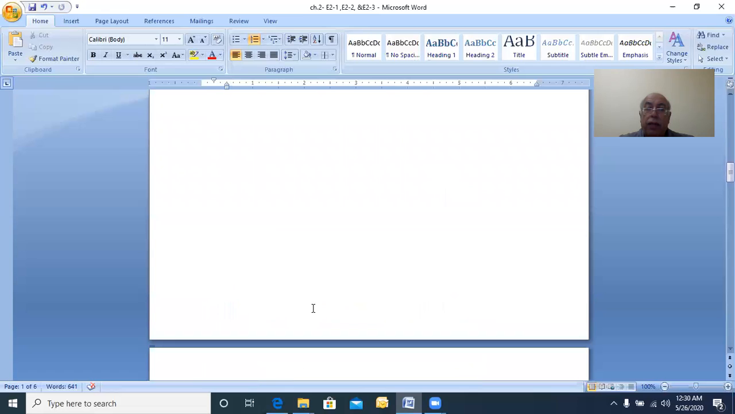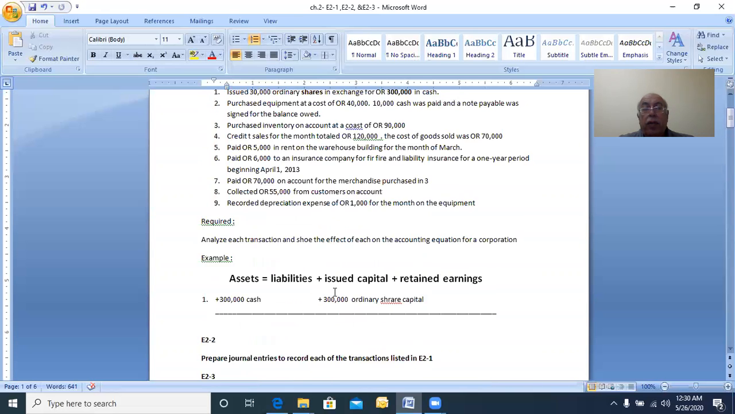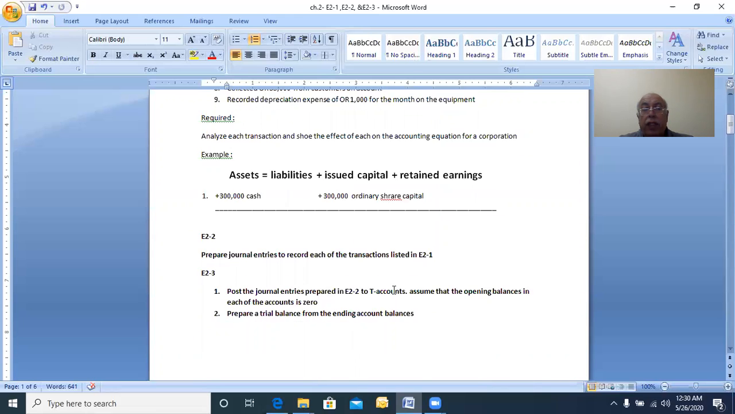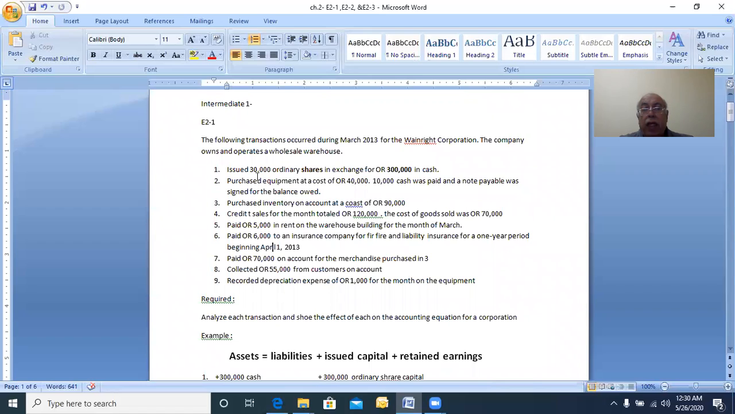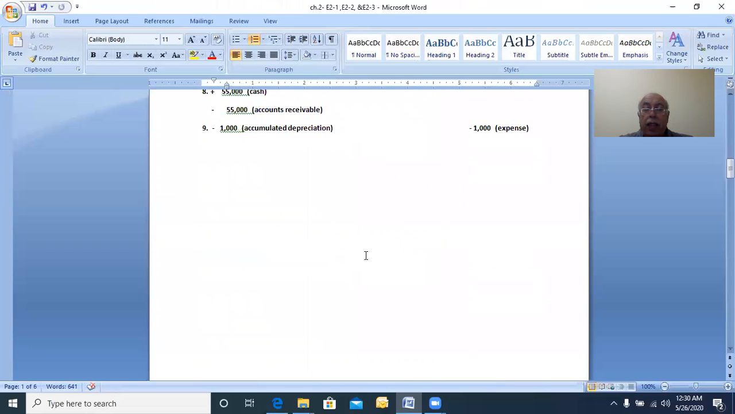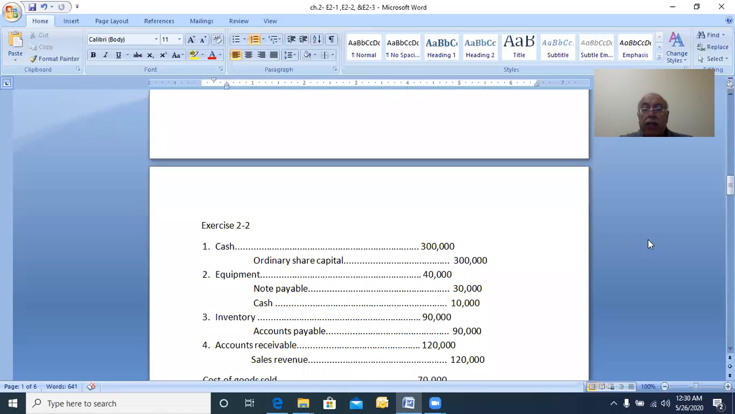Okay, let's go to the second exercise here. They want to journalize, I mean record, each of the transactions. If we go back to the first transaction, issued 300, and you see the cash received 300, that means the debit will be cash received, 300,000, and the credit will be share capital.